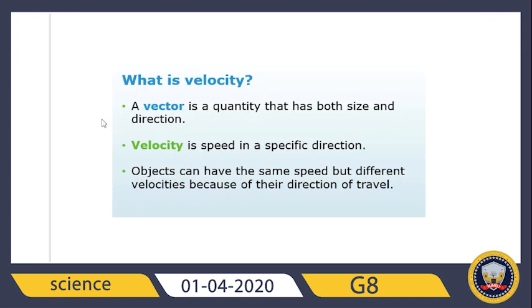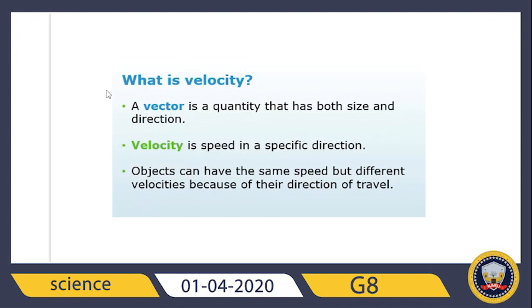You may remember that yesterday we explained speed, but if we use speed as a measurement for something, we don't need to explain which direction this object is moving. It's just used to describe the distance that this object is moving through a certain time.